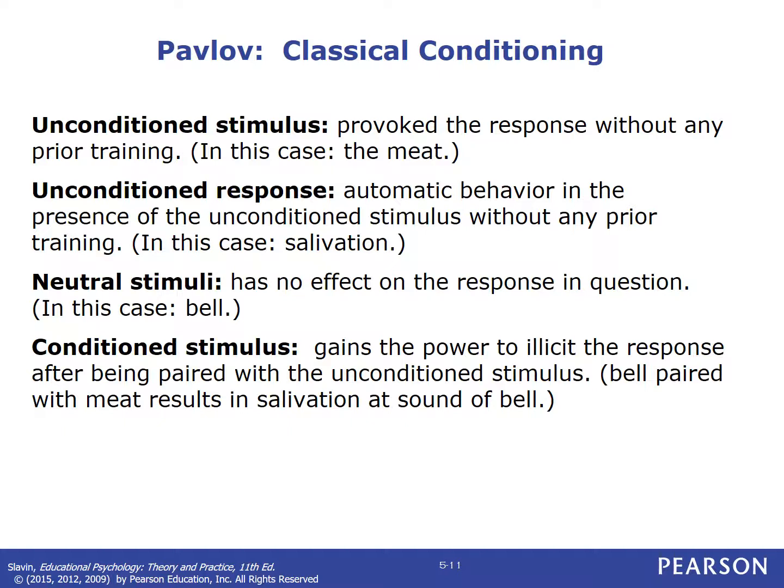So these are the definitions that we just went through. An unconditioned stimulus provokes the response without any prior training, like the meat provokes the salivation. An unconditioned response is the behavior that results. So, for example, the salivation. A neutral stimulus, which originally has no effect on the response, in this case the bell, later becomes a conditioned stimulus, which produces a conditioned response.